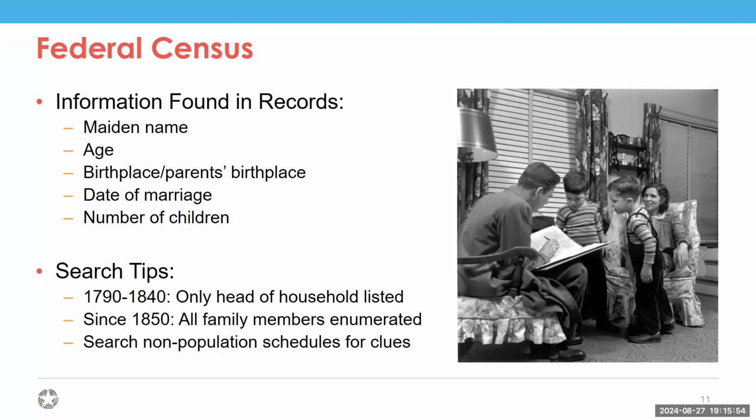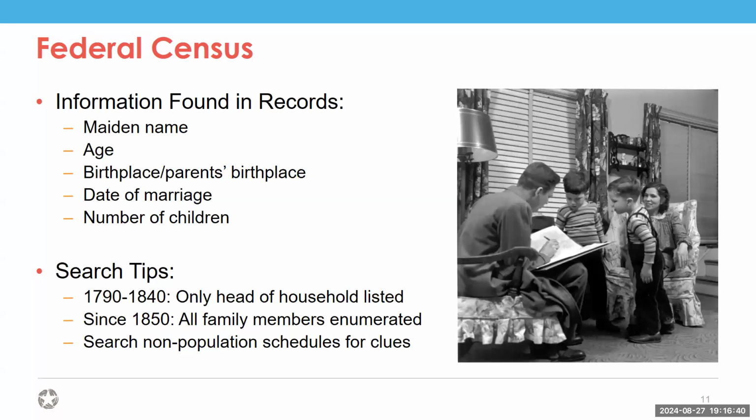Since 1850, all family members have been enumerated, which means listed out individually. You can also use non-population schedules for clues. For African American ancestors, they did slave schedules that will have more details listed out about those ancestors. There's also farming schedules that oftentimes would include a list of workers on each of the farms. So if you know that your ancestor was a farmer or owned land, you can try and look in some of those non-population schedules for clues as well.